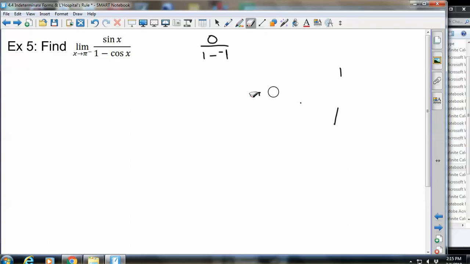So, can I use L'Hopital's here? No. Do I even need to? This is just 0 over 2, which is 0. No L'Hopital's needed. So there might still be some that you can just evaluate, to make sure you're paying attention and not just doing L'Hopital's on everything.